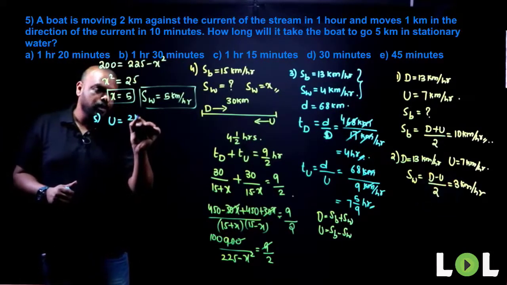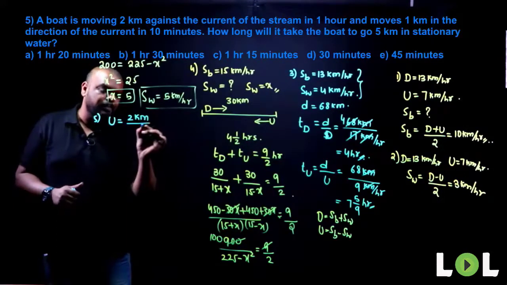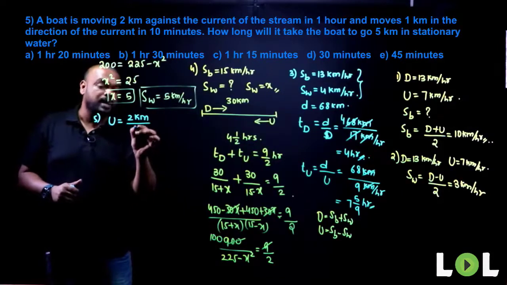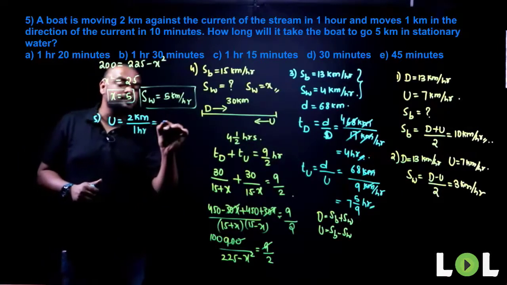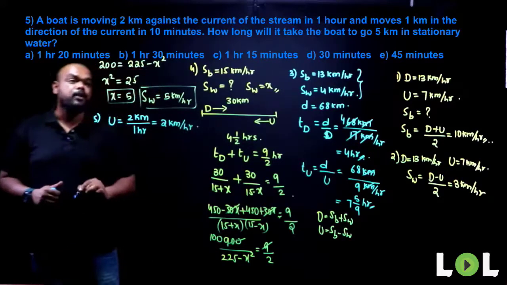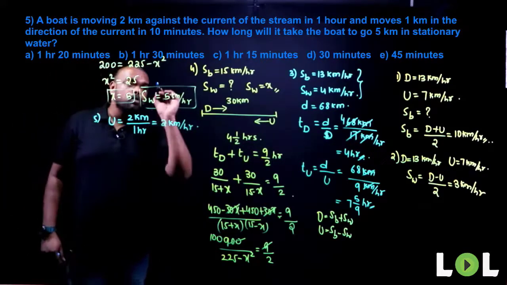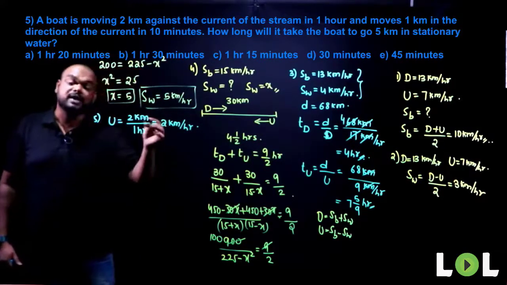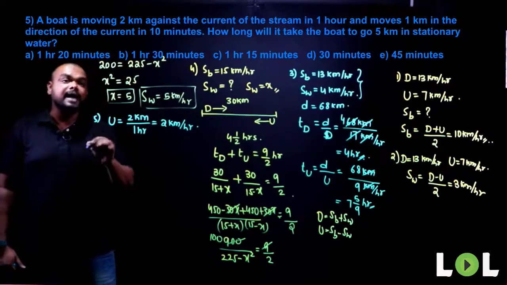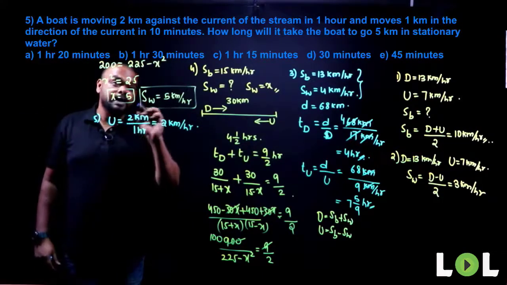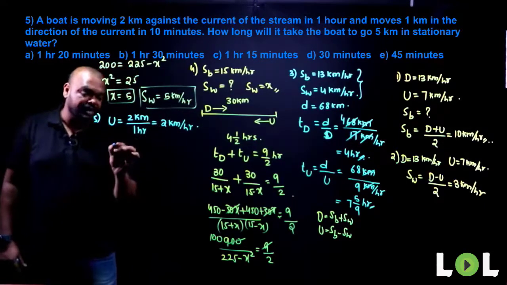Speed is distance by time taken. 2 kilometers is the distance, time taken is how much? 1 hour. So we will get upstream speed as 2 kilometers per hour. That is the first point. Second point. And moves 1 kilometer in direction of the current. In direction of the current. Same direction of the current means a downstream. So again, he is telling that distance covered in downstream is 1 kilometer in time 10 minutes.